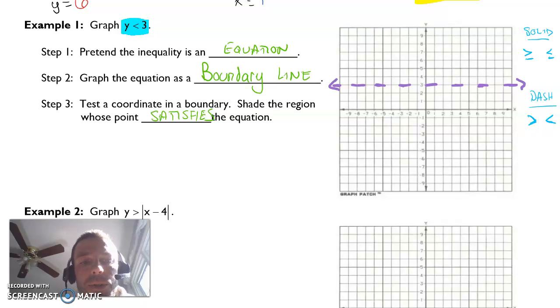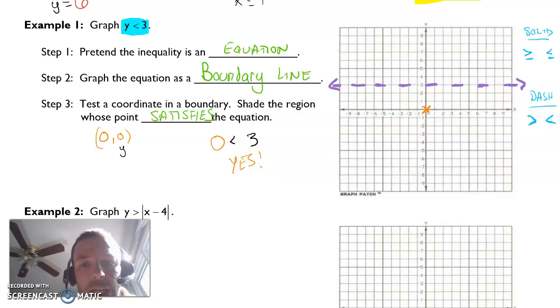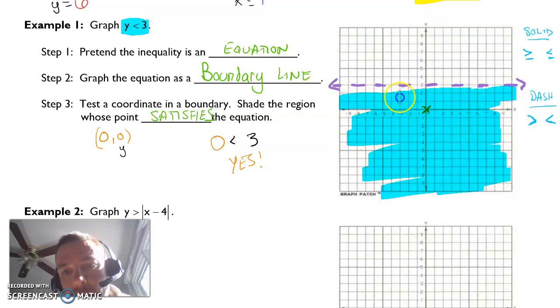Now I have to do the last part, which is test a point to see if it satisfies the inequality. Like I mentioned, the easiest one to often test is the ordered pair (0, 0). That ordered pair is right here. I'm checking to see if that ordered pair satisfies y is less than 3. So that's my y value. I plug 0 in for my y value, and 0 is less than 3. It satisfies my inequality, so I'm going to shade in the solution set, all of the ordered pairs that are less than that boundary line.